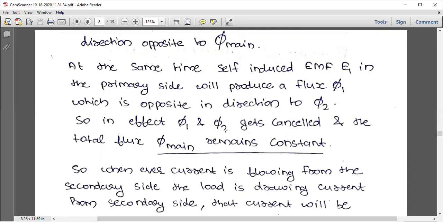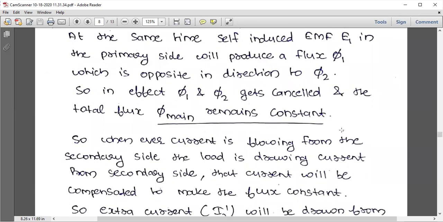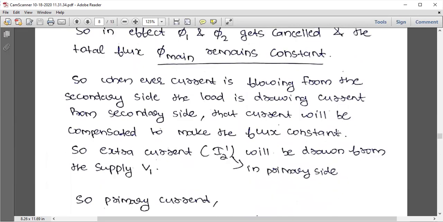So in effect, phi 1 and phi 2 get cancelled, and the total flux phi main remains constant. Okay. So whenever current is flowing from the secondary side, the load is drawing current from the secondary side. Listen carefully. When the secondary is loaded, the load is drawing current from the secondary side. That current will be compensated to make the flux constant.